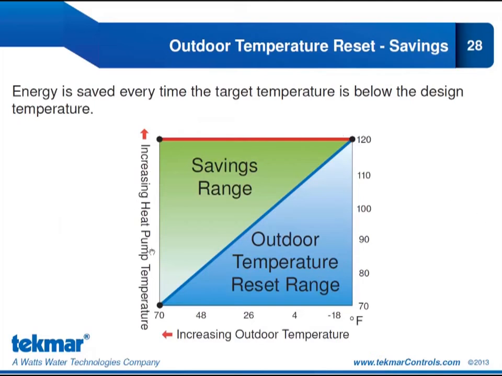So this in green is my savings range. When I'm using outdoor temperature reset and I'm varying my tank target based on outdoor temperature, anytime I'm below 120, that is energy savings. Of course, not only is it just energy savings, but when we have a heat pump application, it's going to increase the efficiency of the heat pump by lowering those entering load water temperatures whenever possible.